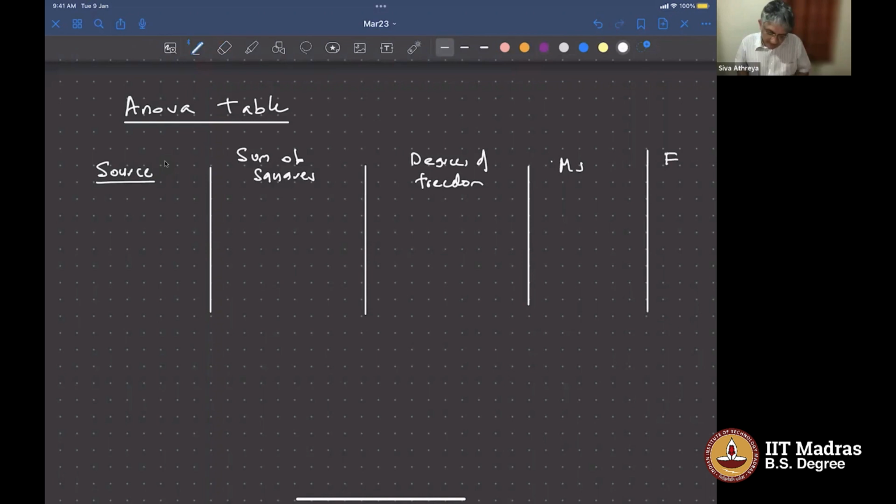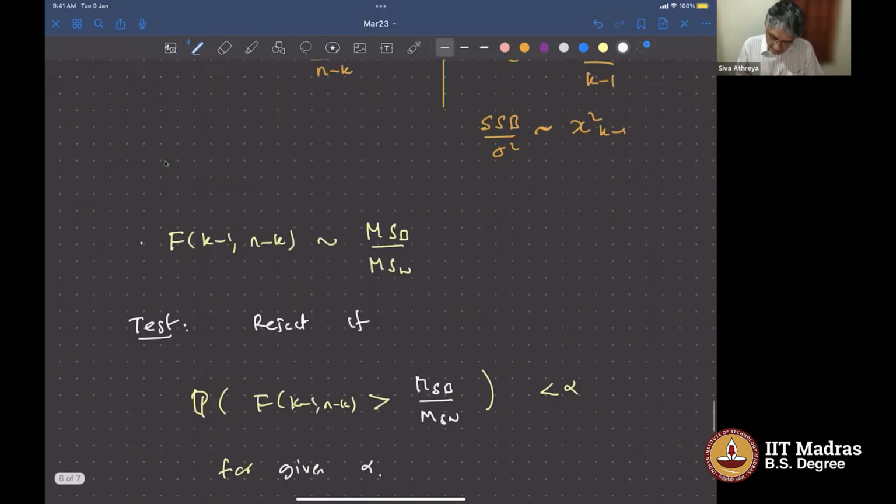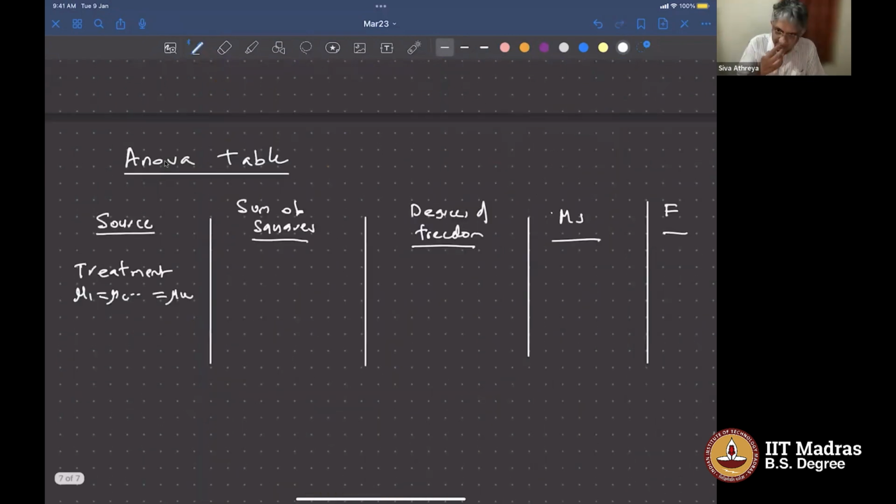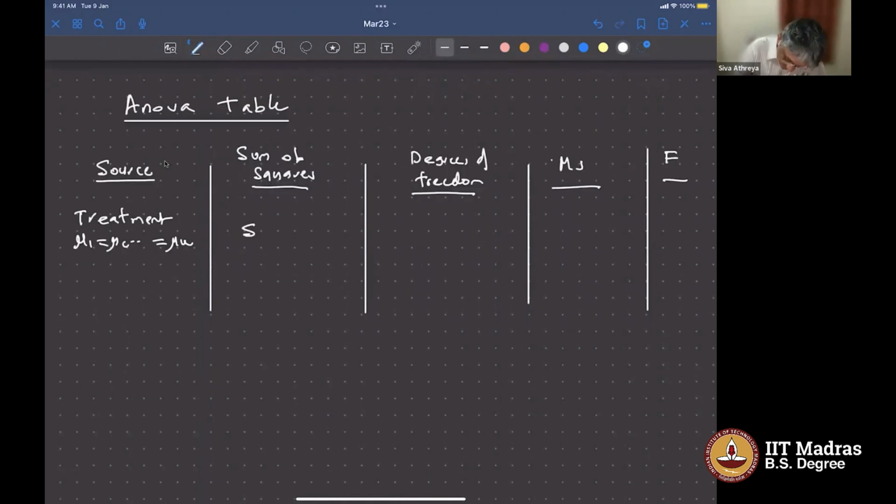So in our case, what will happen? The first thing is you think of it as a treatment effect, when we think everybody is the same, so we think mu1 is equal to blah blah is equal to mu k. They're all the same. So in the first row, you would put the between sum of squares, that is SSB, that would tell you the treatment difference. The degrees of freedom is k minus 1. The mean sum of squares is SSB by k minus 1.